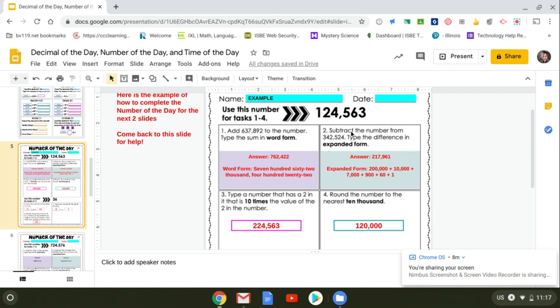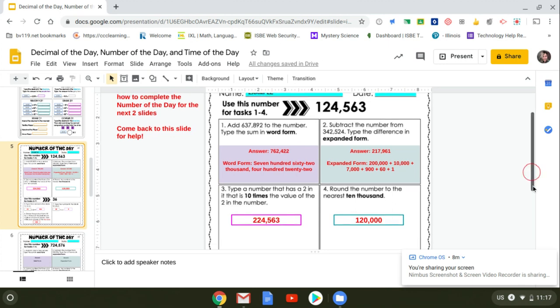Same thing. It wants you to take this number here and subtract it by this number. Again, you're probably going to need paper for this. And then once you get your answer, I went ahead and typed it here. And then you're going to write it in expanded form. You're just pulling out the place values for it. We've been practicing this all year, so this should be nothing new for you.